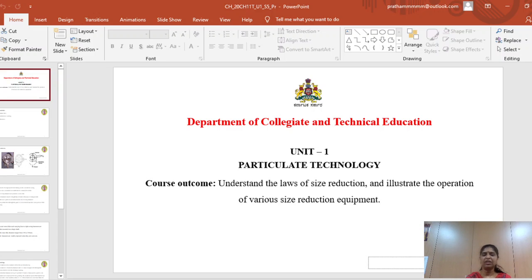So in this session we are having one more crusher called the hammer mill. It actually operates by impact force, like when we strike something with a hammer, it breaks. Right.